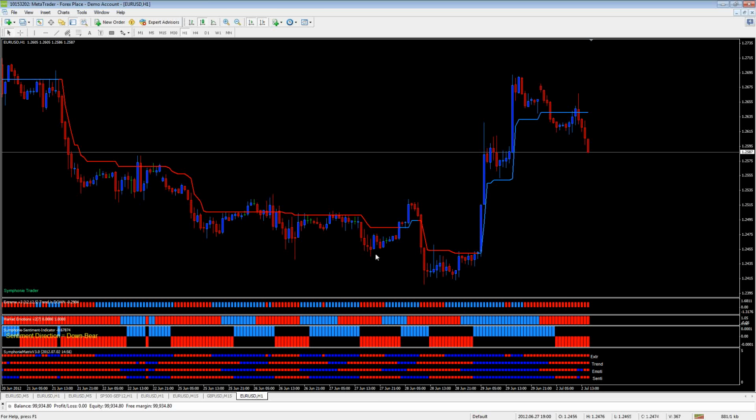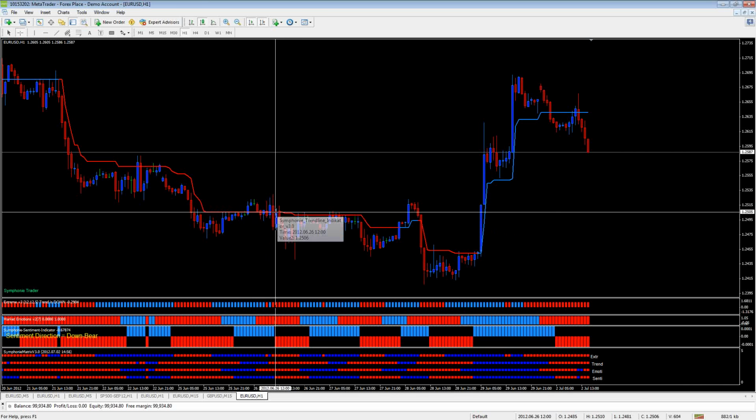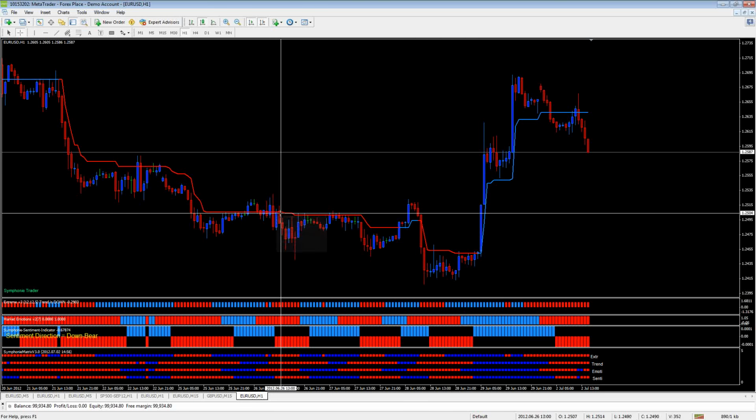Or for example, let's look here when everything is red. You have this blue candle and then this red one. This blue candle gives you stops here at the trend line, and already when it closes, all the indicators are red. It closes below the red trend line, and you can enter around here.